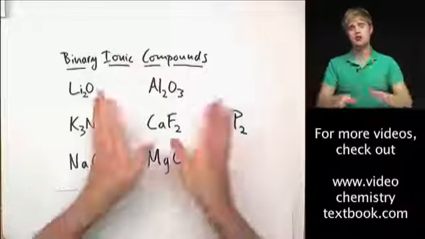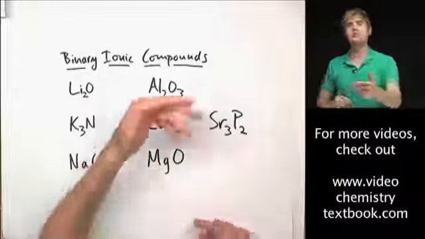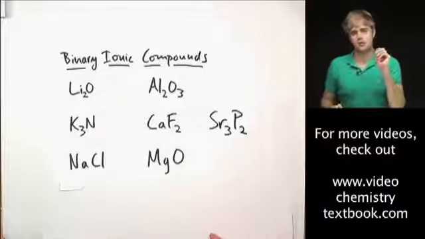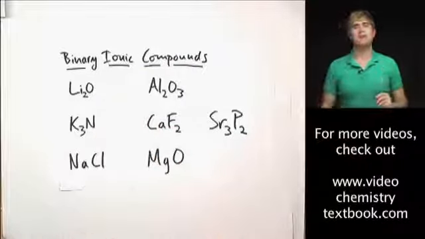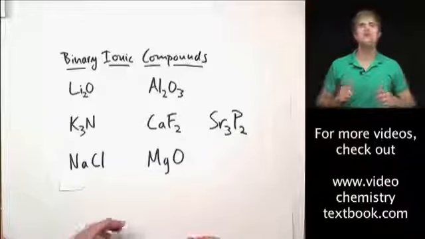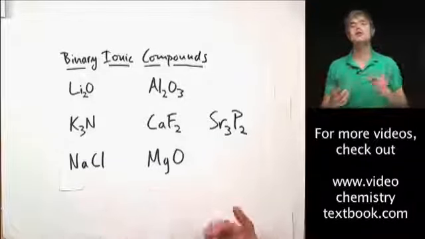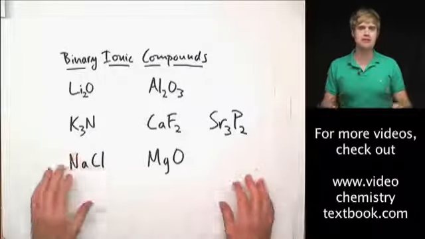If this is all good for you, go ahead and move on with the videos. You'll probably want to check out the videos on writing the formulas for compounds that have transition metals, and then writing formulas for compounds that have polyatomic ions, and you can just keep moving ahead with naming these compounds.